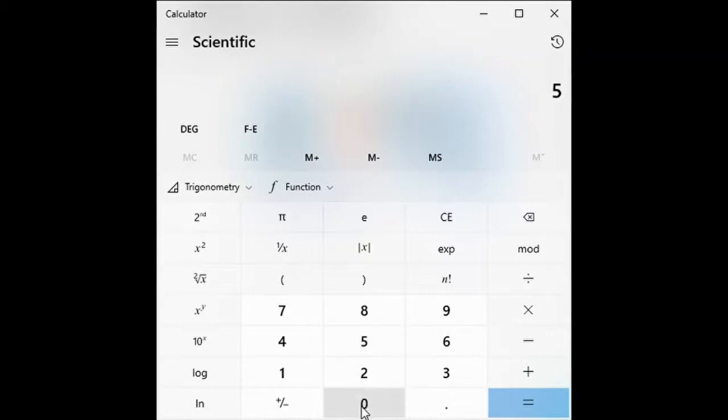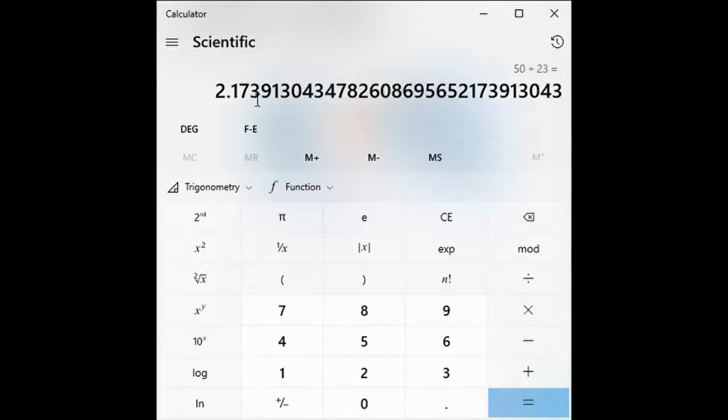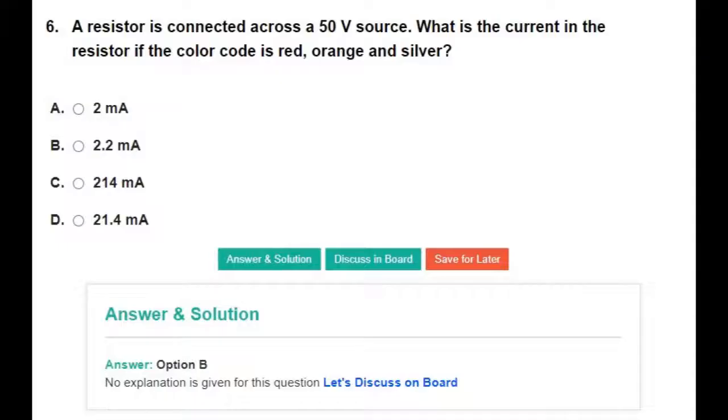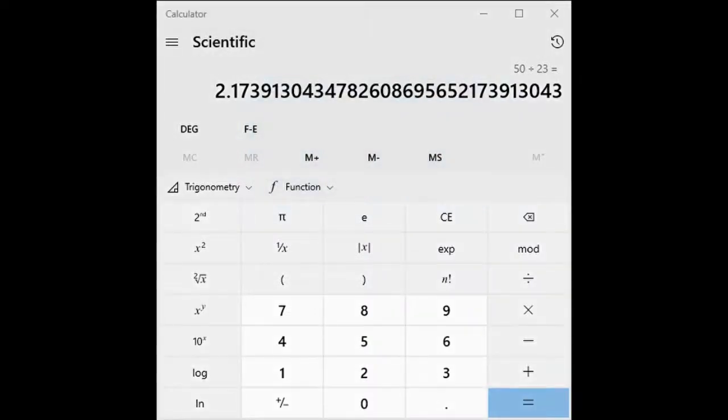So I is equal to V divided by R. The R value here we have calculated as 0.23. Or else, if you keep it as 23, you will get the same answer. So it is 2.17 into 10 to the power minus 2, which is something like 2.2 milliamps. So the answer will be 2.2 milliamps.